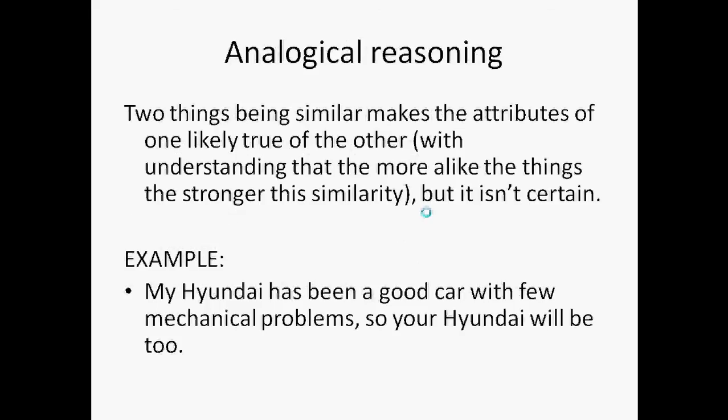Analogical reasoning. Two things being similar. An analogy is where you show two things are similar and then try to say, because one thing's true, it's true of the other. So analogical reasoning is basically where you're saying two things are similar, which makes the attributes of one likely true of the other. Basically, the more alike two things are, the stronger the similarity, and the more likely that analogical reasoning will actually hold true.